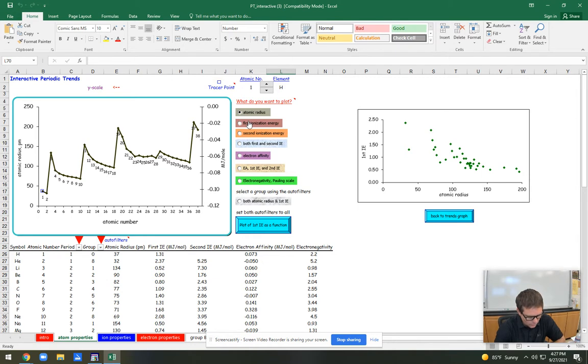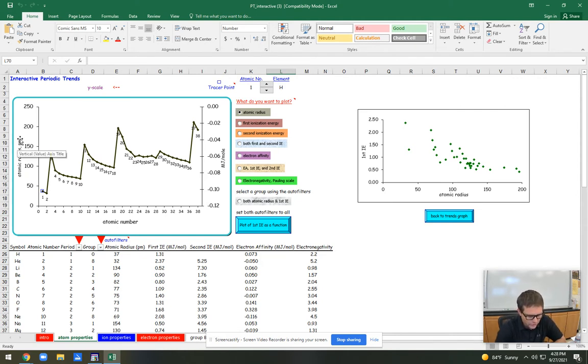And question 1A, atomic radius is the distance from the center of the nucleus to the outermost occupied energy level. What units are used to measure the atomic radius? Over on the left-hand side, you have the atomic radius, and then it says PMs. Those are picometers for the atomic radius.